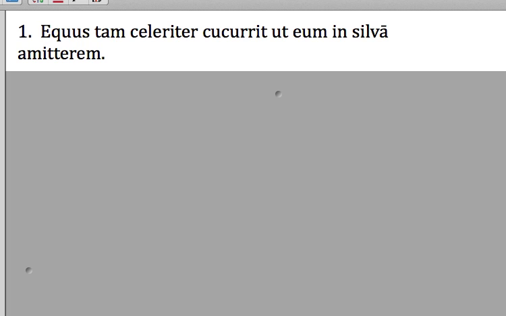Equus tam celeriter currit, ut eum in silva amiserim. So, hopefully we all quickly recognize two main verbs. Perhaps we even recognize amisera plus an ending is an imperfect subjunctive. We've got two verbs. We know we've got two clauses. Just going to separate like that. We have equus as a nominative over here. We have eum as an accusative over here, which is actually going to be referring back to the equus.